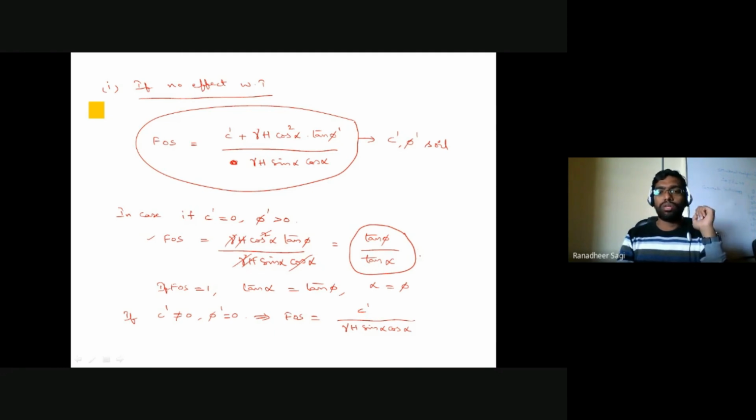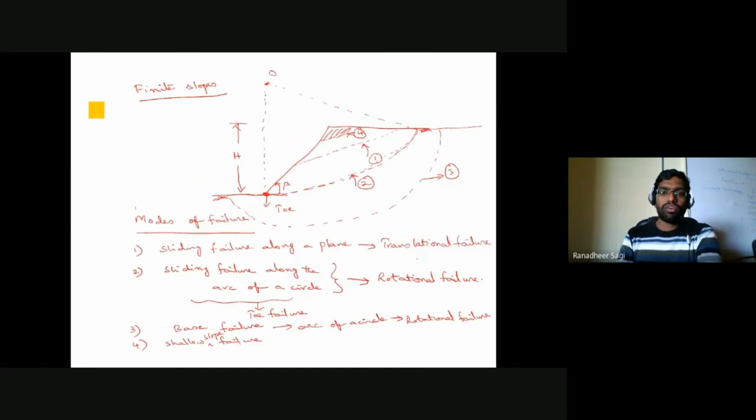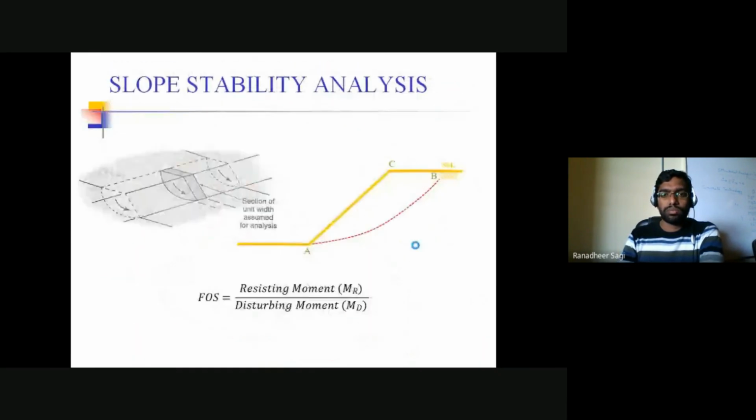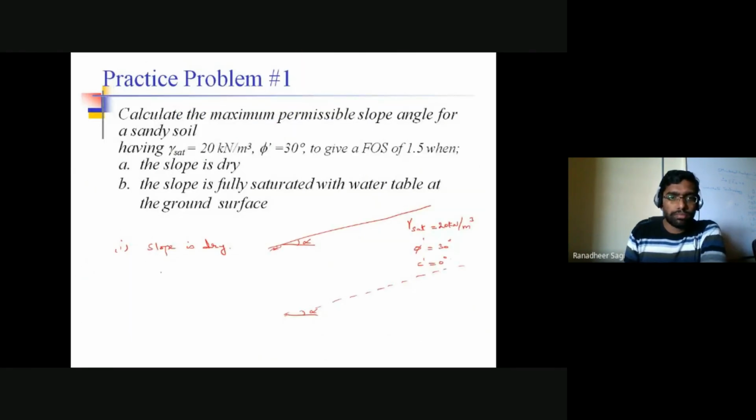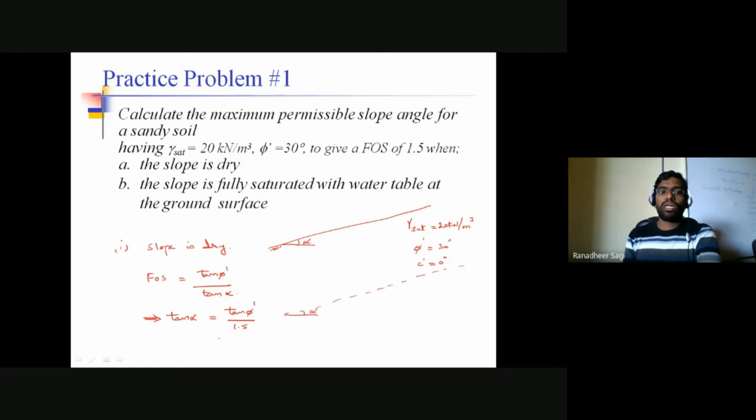So I can simply substitute into this expression of factor of safety, where factor of safety is equal to tan phi dash by tan alpha. We can substitute into the expression here in the problem. So factor of safety is equal to tan phi dash by tan alpha. From this, tan alpha is equal to tan phi dash divided by the factor of safety, which is given as 1.5, and we know the phi dash value.